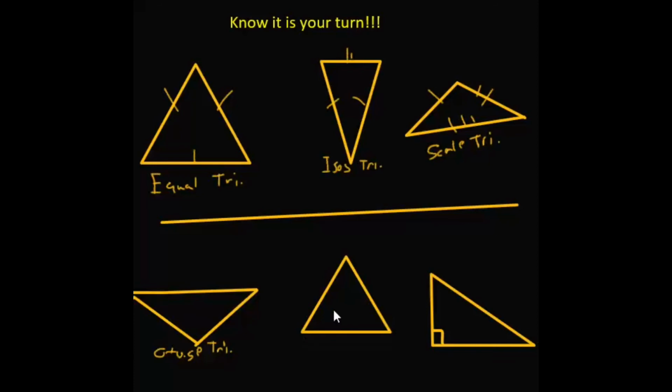Okay, so now let's move on to the next triangle. The next triangle looks like it has one acute angle, two acute angles, and three acute angles. So if it has three acute angles, that means it has to be an acute triangle. Acute triangle.